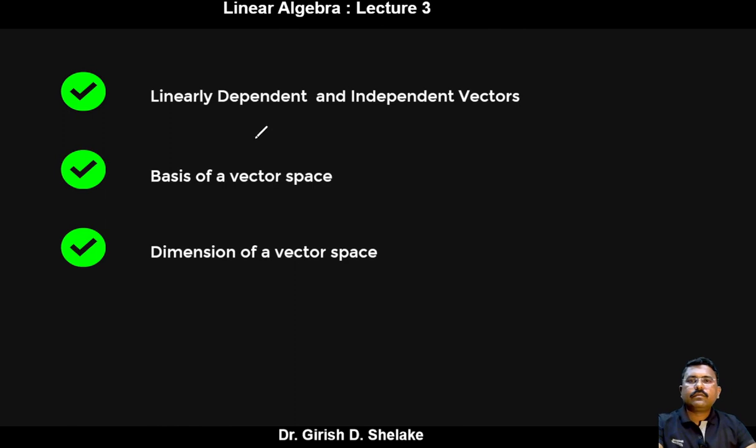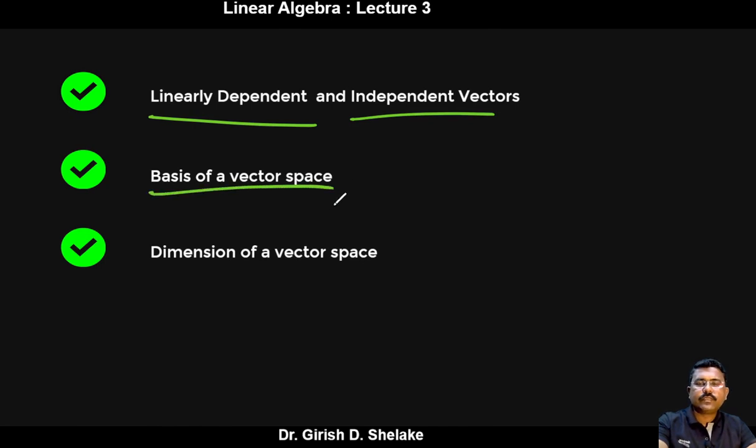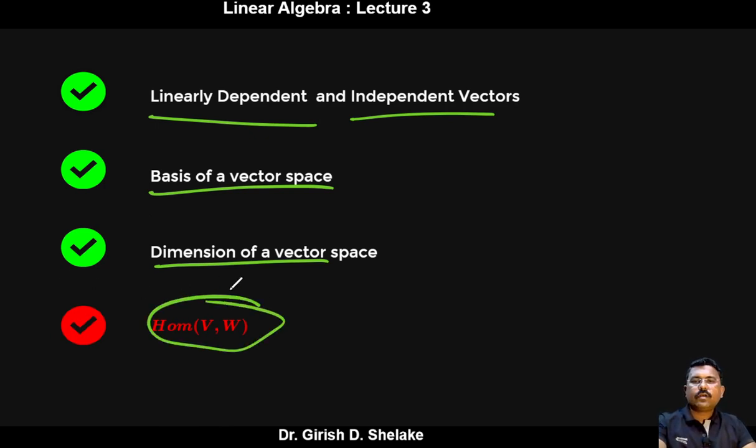So far in this lecture, we have studied the definition of linearly dependent and independent vectors. Then we considered the basis of a vector space with some important results. And lastly, we have seen the dimension of a vector space. In the next lecture, we are going to see the definition of Hom(V, W), that is the set of all homomorphisms from V to W. In fact, we are going to show that this Hom(V, W) is actually a vector space, and we will try to explore some important properties of it.